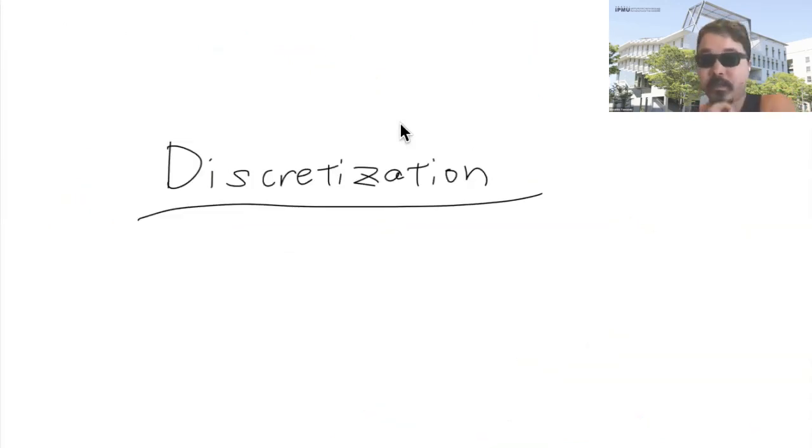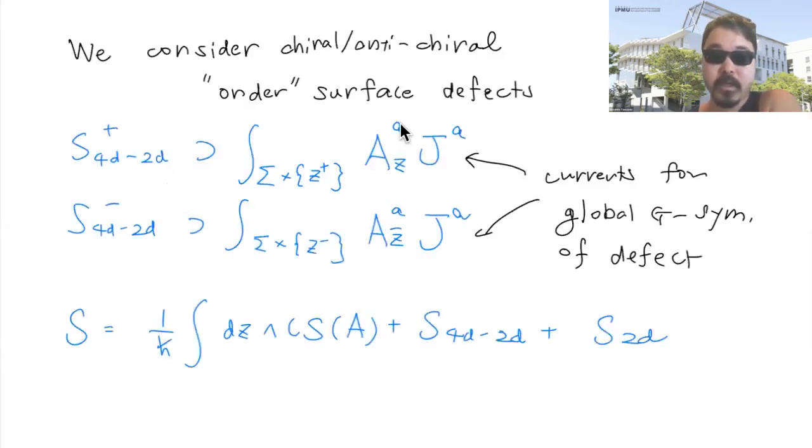So let's work out the discretization part. Before starting the discretization, let me be a little bit more specific about what type of defects I consider. Oh, sorry, there was a typo again. The gauge field components are W and W bar. So we consider chiral and antichiral surface defects. And I consider the type called the order defect. So there are disorder defects and order defects.